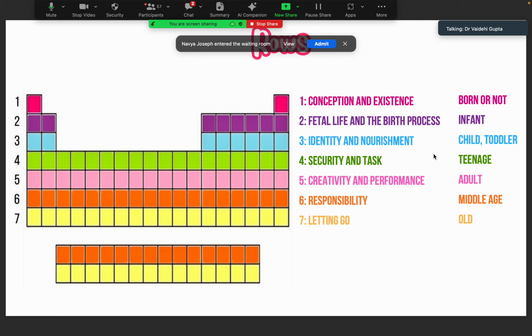In row 7, it is a phase of letting go. It reflects old age. So it reflects disintegration, it reflects old age. So basically all these 7 rows are from birth to old age or death.